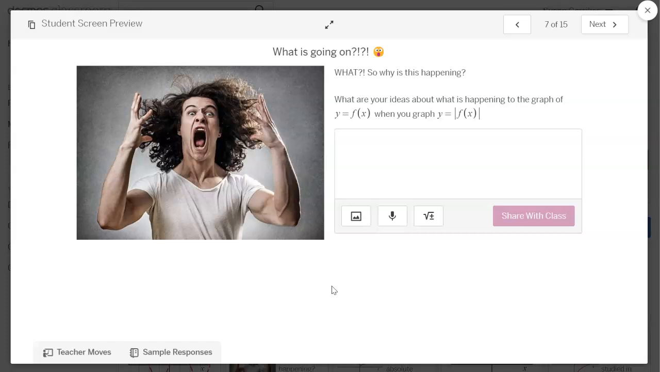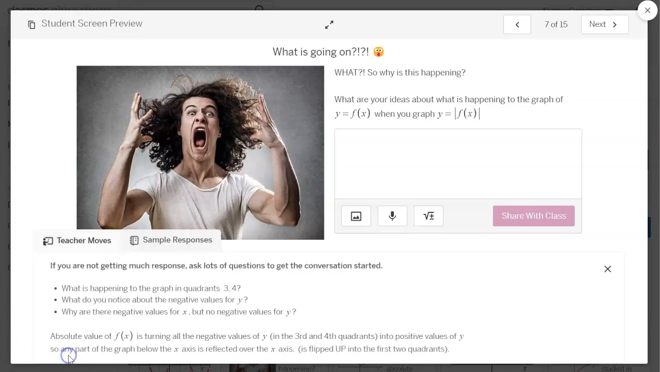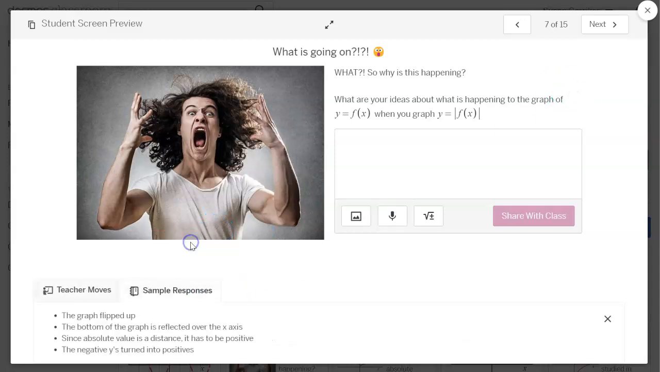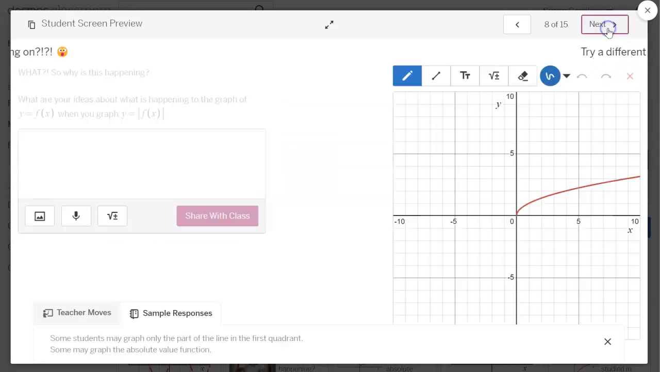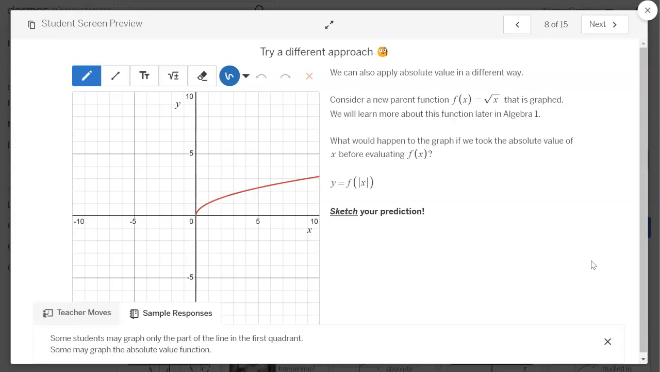So solicit questions. I do have some teacher moves down here. What's happening in quadrants 3 and 4? What do you notice about the negative values for y? Why are there negative values for x, but there aren't any negative values for y in the absolute value? I mean, you could solicit this stuff, but you want to try to get it from the kids. I have given you some sample answers kids might come up with, and I'm sure they'll have other ways of wording some of these things. But this is where your conversation is happening. So encourage that.